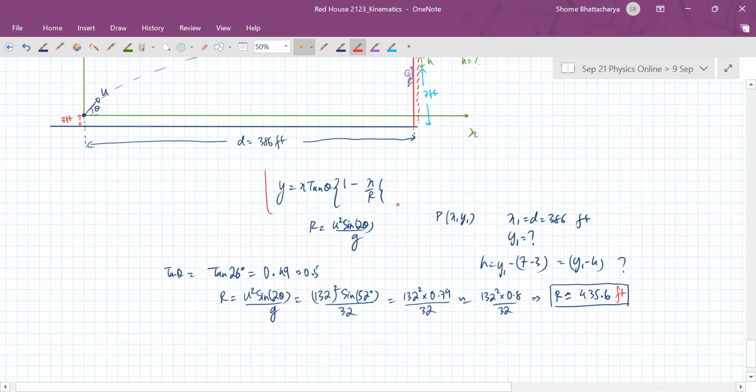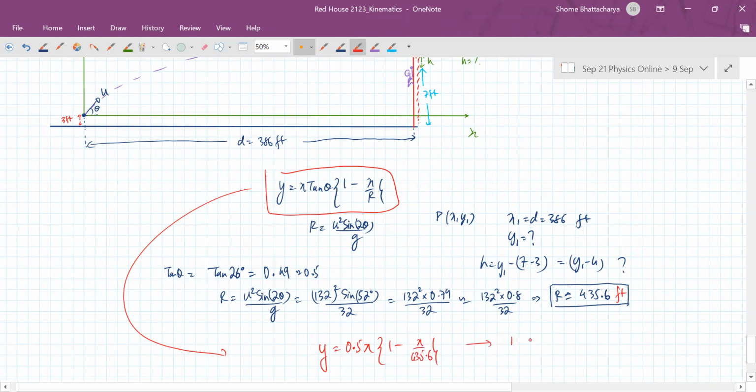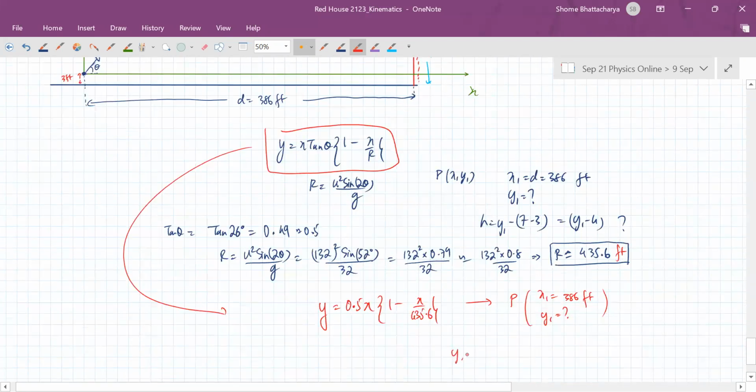Okay. So my equation of trajectory, with the numerical values, is becoming 0.5x into 1 minus x upon R. So now substitute the coordinates of the point P. So x1 is 386 feet. Y1 we want to calculate. So y1 should be equal to 0.5 into x1 into 1 minus x1 divided by the range. So from this we'll get y1, just directly doing the calculation.